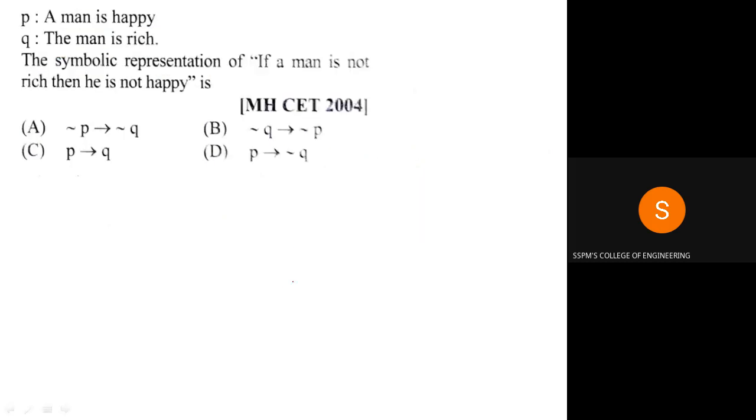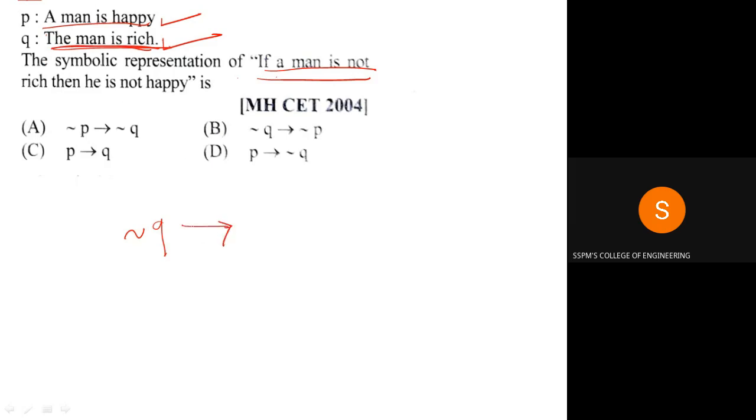Next example. So what is given here? A similar example, simpler than the previous one. P: a man is happy, and Q: the man is rich. And what have we been asked? The symbolic representation. The symbolic representation of: a man is not happy, not rich. So the man is rich is Q. The man is not rich means negation of Q. Then he is not happy. Then how do we write them?